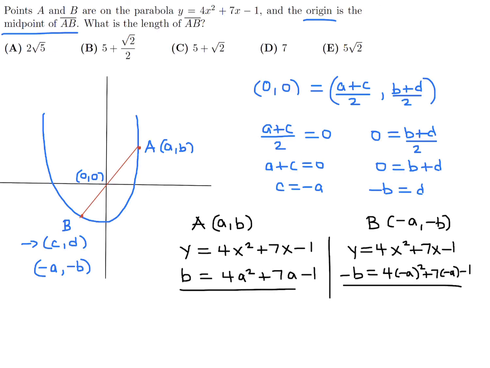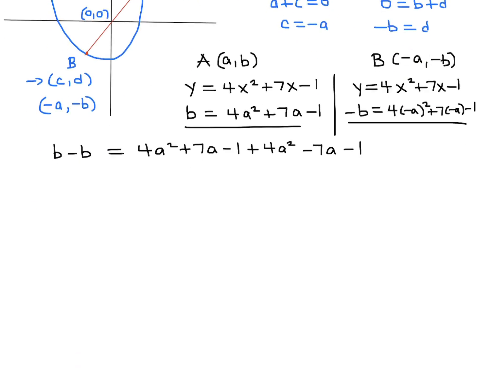I can add them. I can add this and that. So the left side would become b minus b. I'm adding. The right side would become 4a squared plus 7a minus 1 plus 4a squared minus 7a minus 1. So this looks like 0 equals 8a squared. The 7a's cancel, and minus 1 minus 1 gives me minus 2. Okay, so bring the minus 2 over, you get 2 is equal to 8a squared, and therefore a squared is equal to 1/4, and a therefore is equal to 1/2.